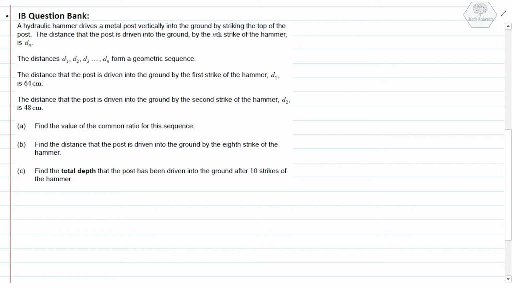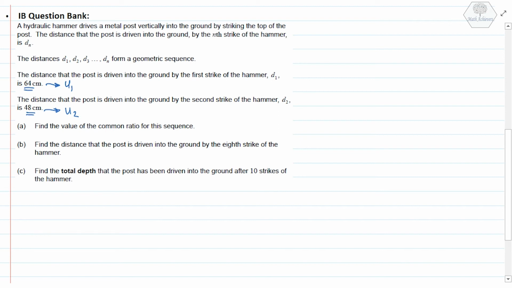Now, the distance that the post is driven into the ground by the first strike, D1, is equal to 64. So I can know that 64 is simply the first term. The distance that the post is driven into the ground by the second strike, D2, is 48. So this is U2.